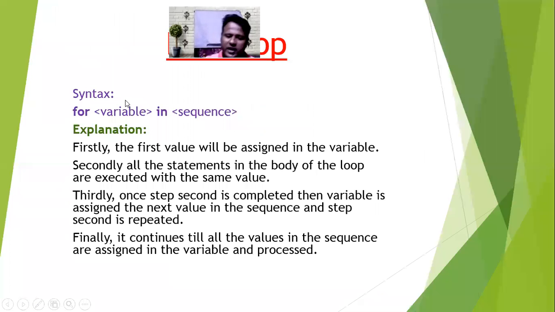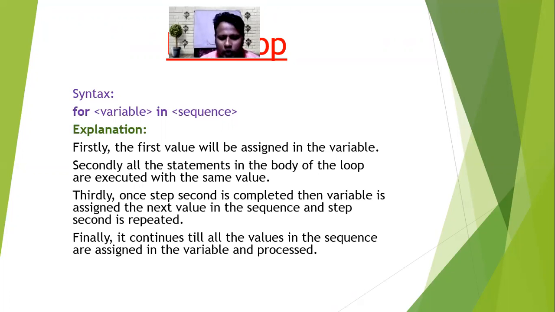Generally, in other programming languages, the for loop has three parts: first initialization, then checking the condition, then increment or decrement. But here it has two parts: a variable in a sequence. Firstly, the first value will be assigned to the variable. Secondly, all the statements in the body of the loop are executed with that value.